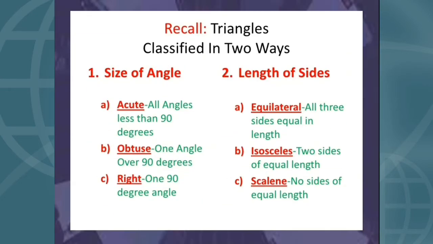So we're going to recall that triangles are classified in two ways. The first one is the size of the angle. The second one is the length of the sides. In size of the angle, we have acute, obtuse, and right angle, where acute means all angles are less than 90 degrees, obtuse is one angle over 90 degrees, and right angle is one 90-degree angle. In the length of the sides, we have the equilateral, where all three sides are equal in length. We also have the isosceles, where two sides are of equal length, and the scalene, with no sides of equal length.